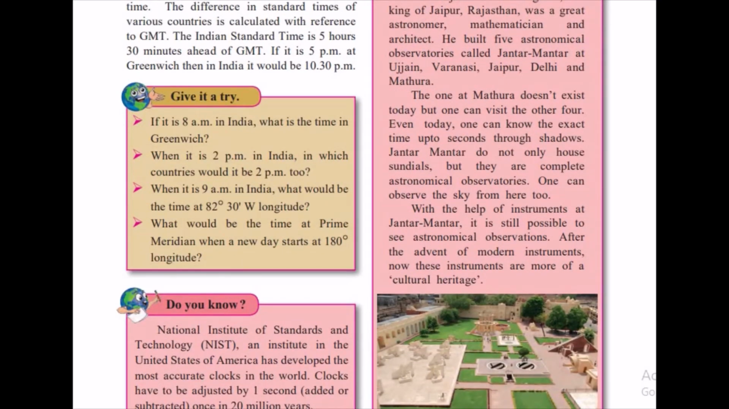Now let us give a try to this. If it is 8 a.m. in India, what is the time in Greenwich? When it is 2 p.m. in India, in which countries would it be 2 p.m. too? When it is 9 a.m. in India, what would be the time at 82 degrees 30 minutes west longitude? What would be the time at the prime meridian when a new day starts at 180 degrees longitude?